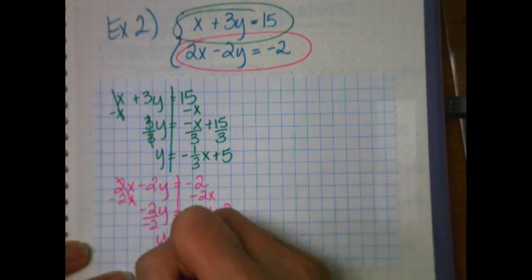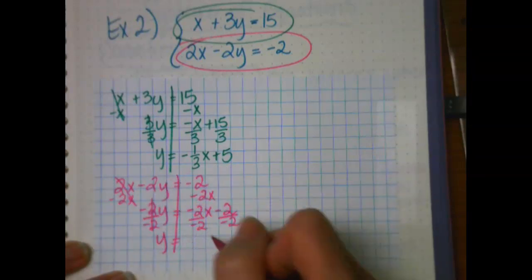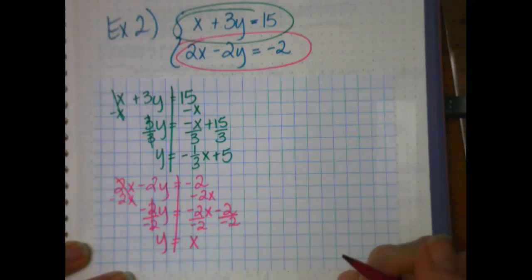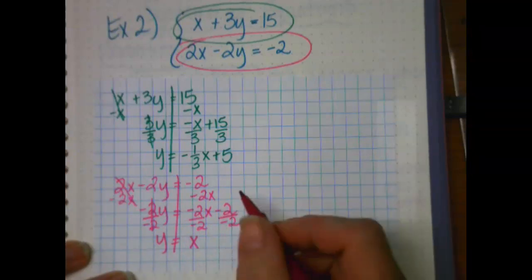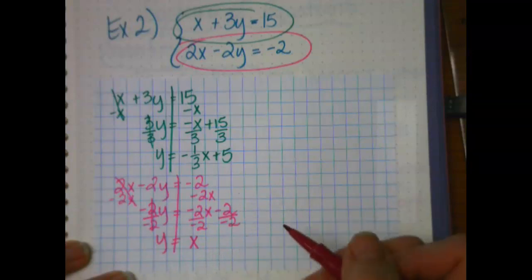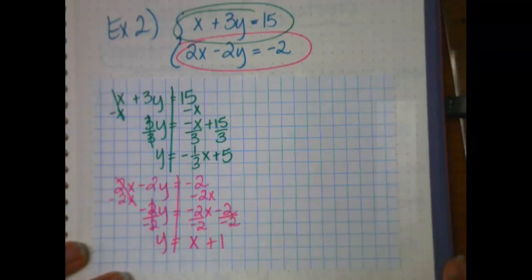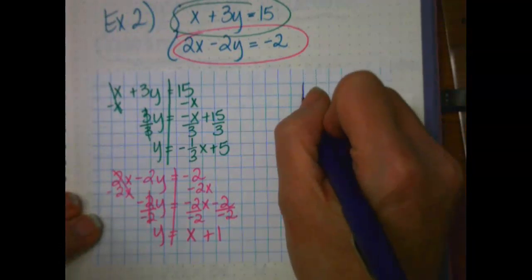I don't want negative 2y, I just want y, so I need to divide everything by negative 2. And you'll see I'm left with y equals negative 2 divided by negative 2 is 1x. So I just write my 1x, right? Negative divided by negative makes it positive. And then minus 2 divided by negative 2, well, negative 2 divided by a negative 2 is a 1. So now I have that one. So now we can go ahead and graph it.